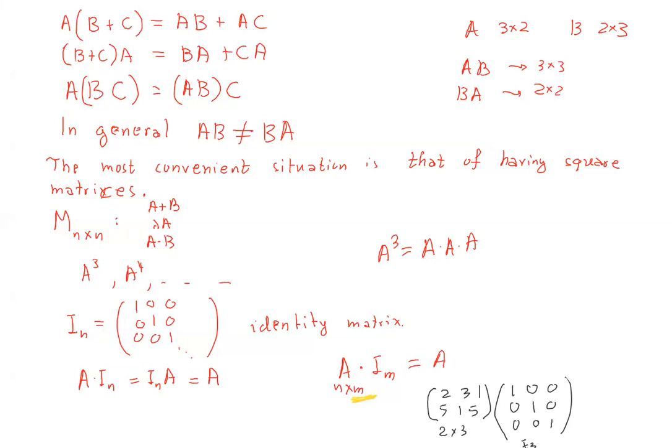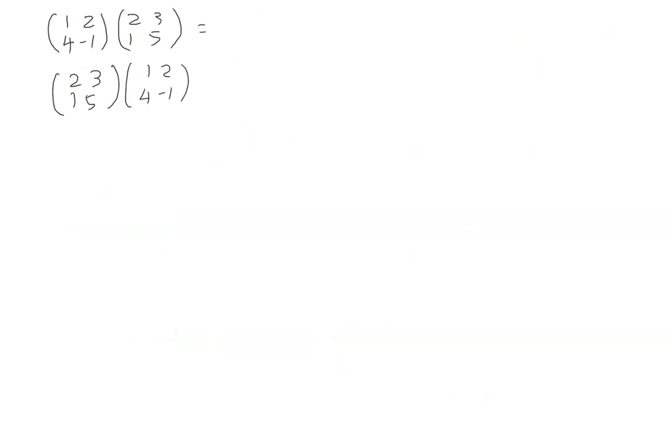And to believe me that matrix multiplication is not commutative, why don't you do a quick example? Please compute [1, 2; 4, -1] times [2, 3; 1, 5], and then compute [2, 3; 1, 5] times [1, 2; 4, -1]. Please go ahead and do this computation.